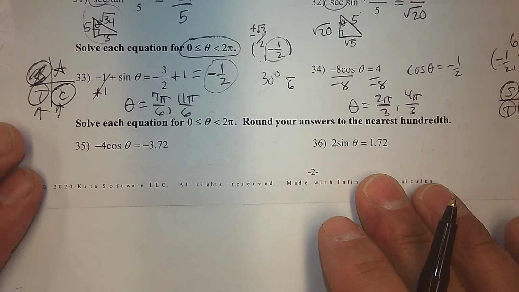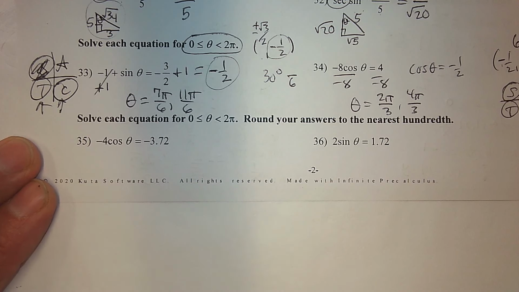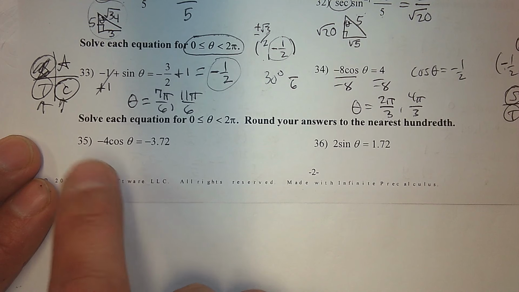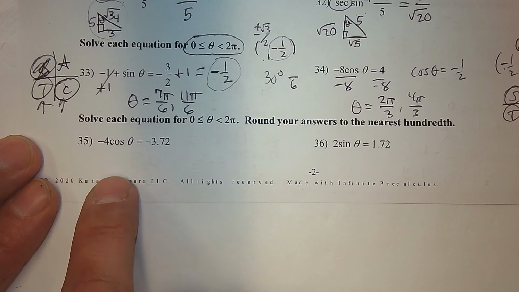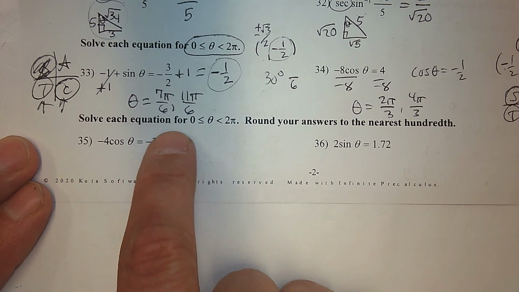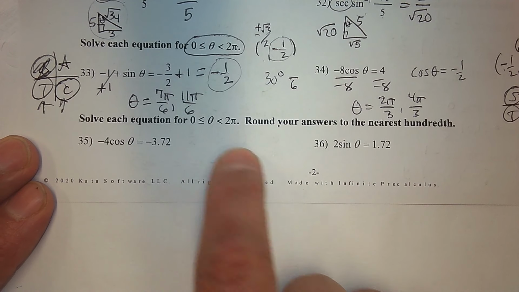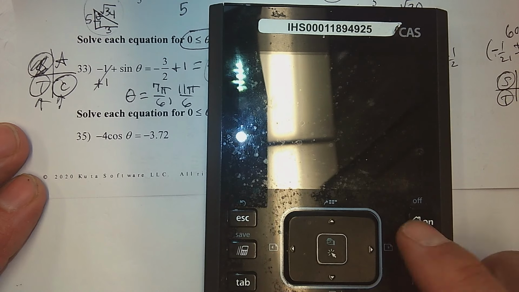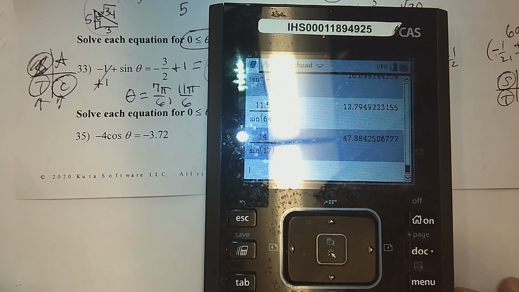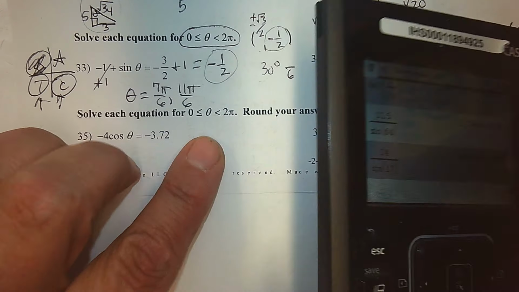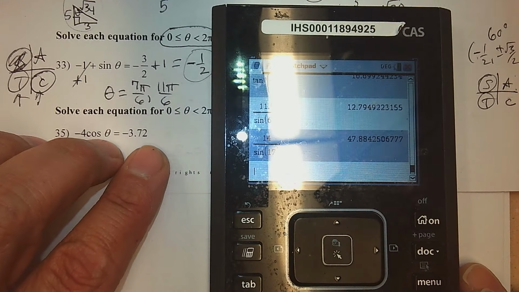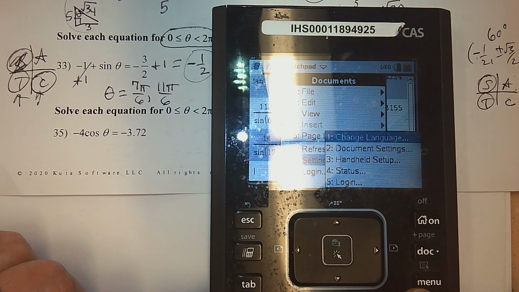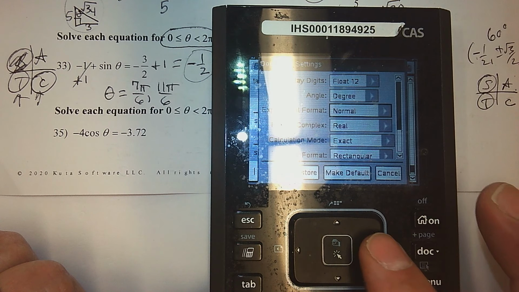Number 35, I'm going to teach you how to use your calculator to solve a trig equation. It's a little bit challenging because when you use your calculator to solve an equation that's trig, there's an infinite number of answers. So you need to know how to put in a domain restriction in order to get the answers you're looking for. So I'm going to teach you how to do that. First of all, my calculator needs to be in radians. So can you remember how to change it back to radians? I'm going to go document, then settings, and then document settings, and then change it to radians.